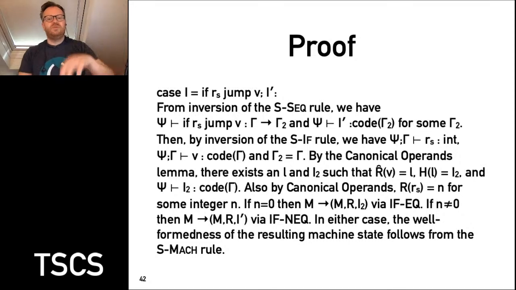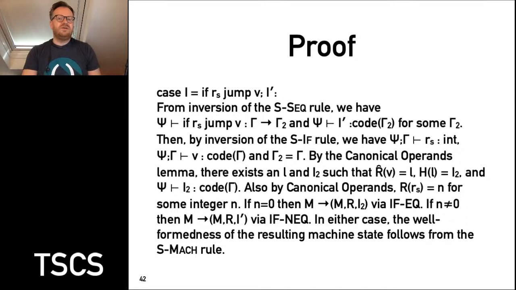And then you take the canonical operands and you learn that, like, L2 and L, so you take two labels, and you see that L2 must also be typed as gamma, code gamma. Then you take the canonical operands lemma again for the register access here. Then you have the two subcases for N0 where you take the root for if EQ, and you have the MRI2, and if it's not the case, you have MRI prime, so the actual jump. Not the actual jump, executing not the actual jump.